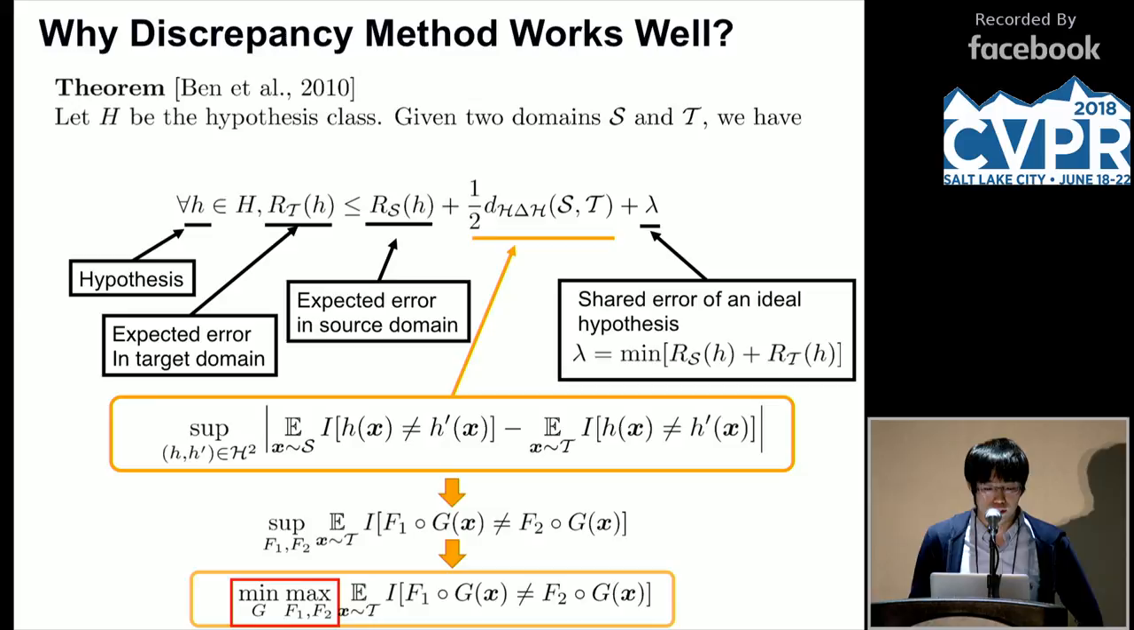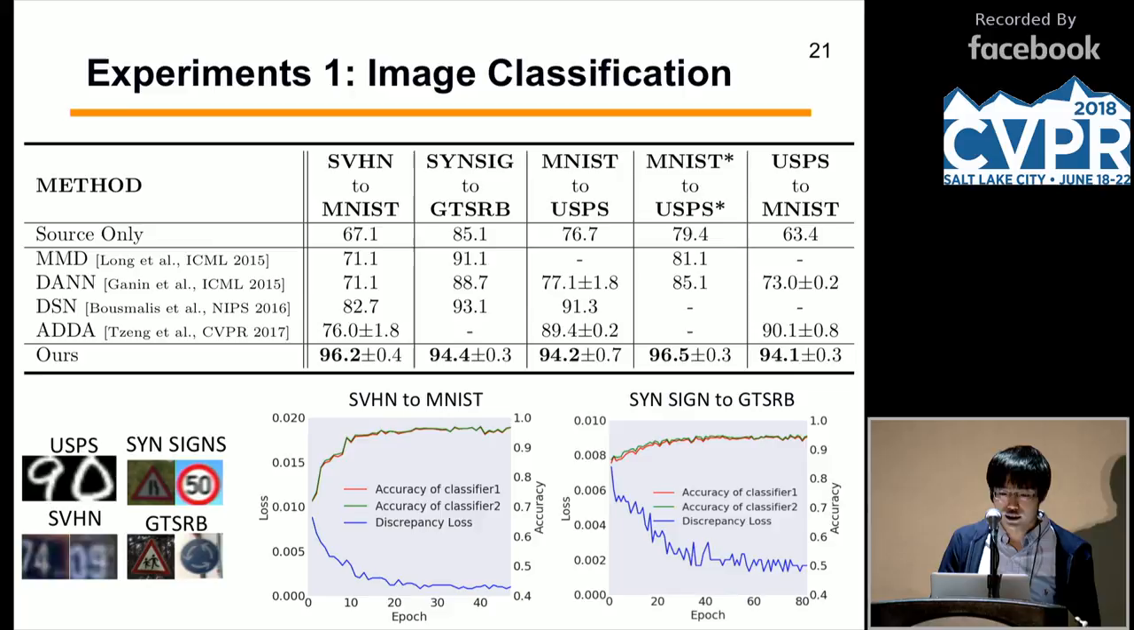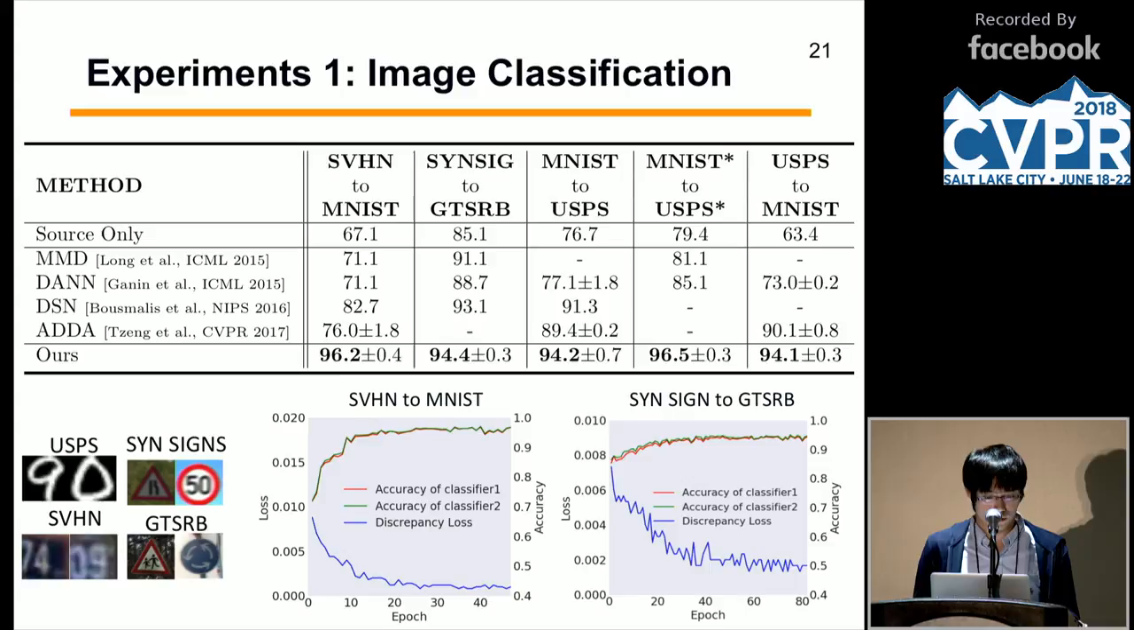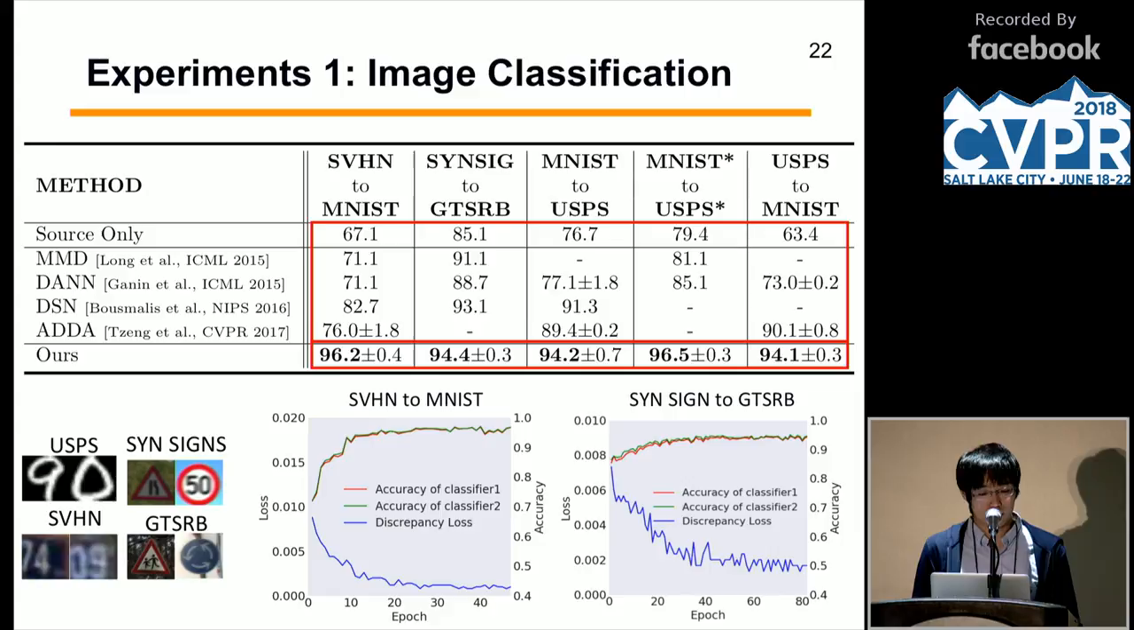Okay, let's look into some experimental results. First, we conducted image classification experiments using a digits dataset. Our method performed better than other methods, including distribution matching-based methods. So we can see clear effectiveness of accounting for the relationship between task-specific boundary and target features.